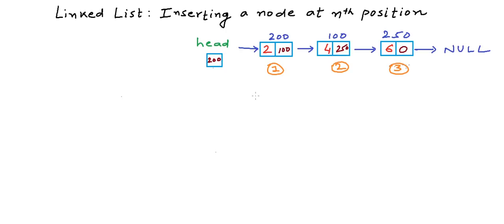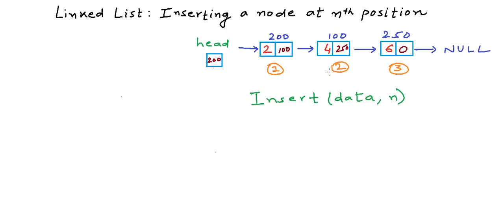and we want to write a function insert that will take the data to be inserted in the list and the position at which we want to insert this particular data. So we will be inserting a node at that particular position with this data.